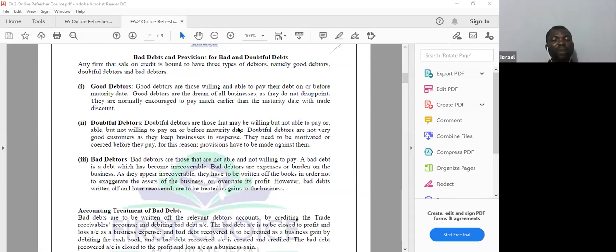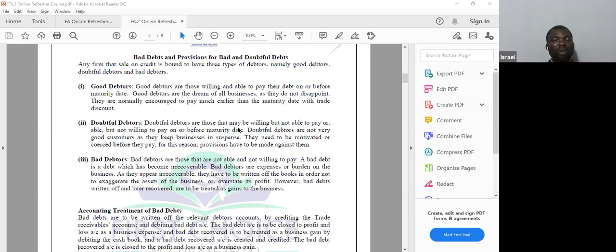The provision might be that I remove the total amount of money that is owing me, or I just partially remove it, or I reduce it by, let's say, 50%. That is provision, so that I will not overestimate my profit, so that I will not record loss as sales.